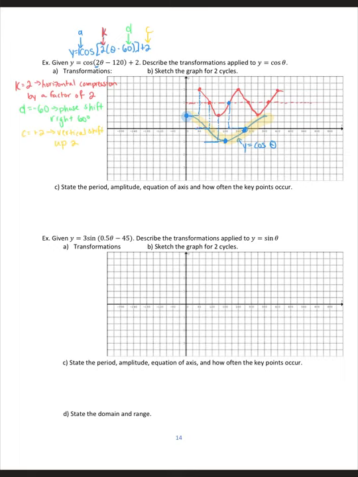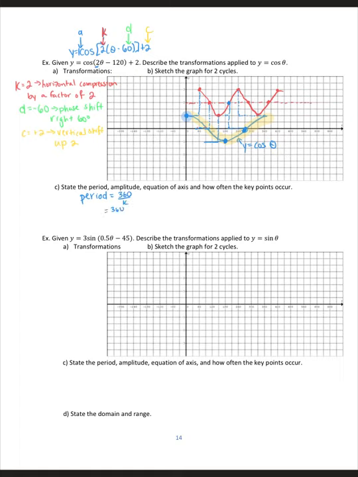Okay? So finally, if I took my point that's at 360, I compress that by 2, that'd bring me to 180, and then I have to shift that to the right 60, so my point would be somewhere there, and then again, up 2. Okay, and then I would just repeat the pattern of going from max to axis to minimum to graph 2 cycles. Okay, let's identify some of those key properties. Our period is going to be 360 divided by our k value.